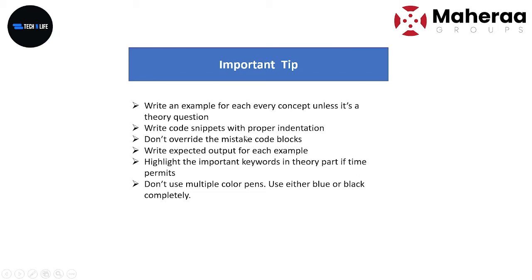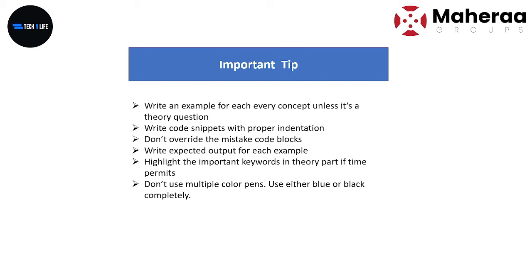And don't overwrite mistake code blocks. If you make a mistake in the code, don't write over it, and don't write above or below that code block. If you have a major error there, then you can make it a small box and strike it off. But don't rub it out, and don't write above or below. Don't do it like that. And write the expected output for each example. If you are writing code, you have to write the expected output also, for each and every code.